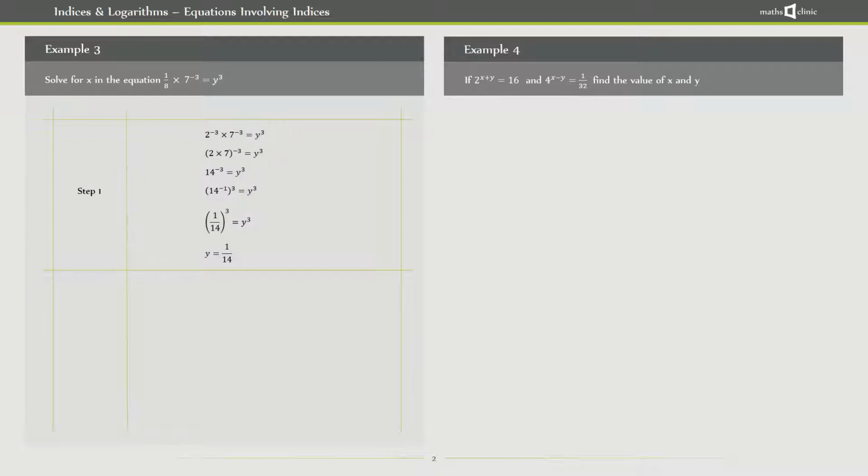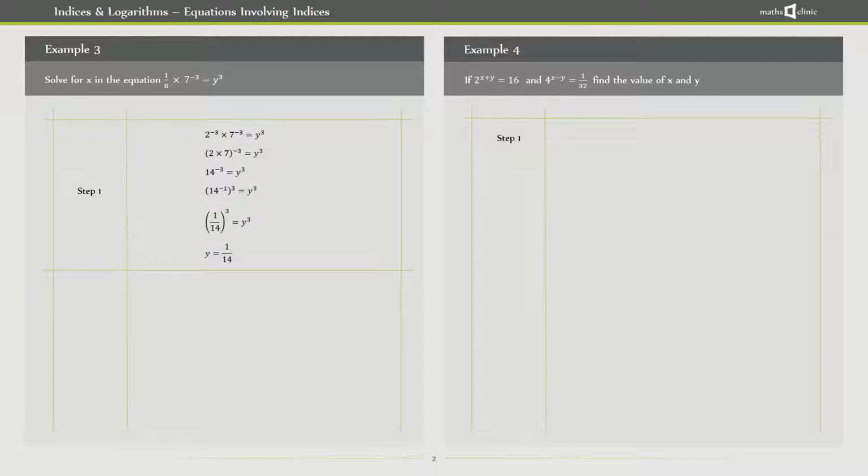Exactly. What we have here is not a straightforward linear equation like in the previous examples. We're working with two variables, and these will eventually result in a set of simultaneous linear equations, which we'll solve. So we need to work the indices part first, step 1. We have 2 to the power of x plus y equals 16, and 4 to the power of x minus y equals 1 over 32.